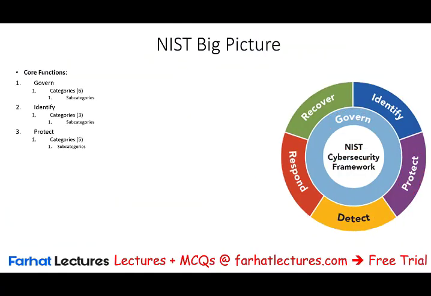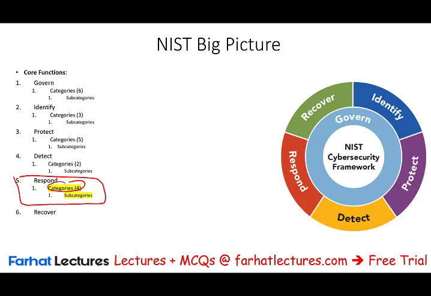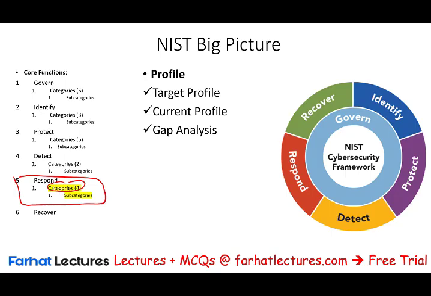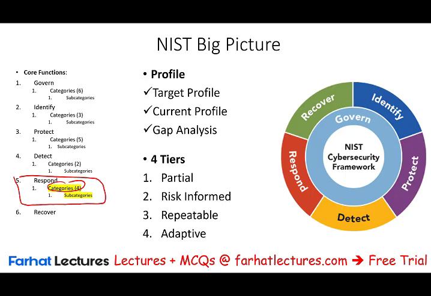So just to confirm where we are, we are at the respond function, and under the respond function, we are going to have 4 categories and many subcategories. As I told you, I don't cover the subcategories because for the CPA exam, all you need is the function and knowing basic information about the categories. Again, we're going to look at the profile later and the 4 tiers.